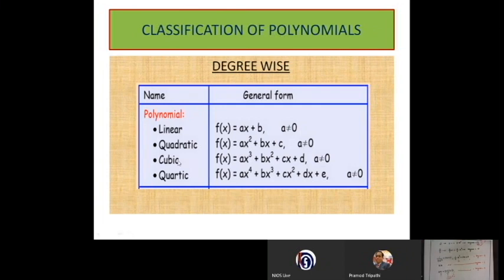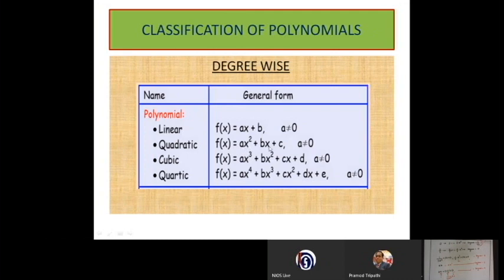In the case of the second polynomial, ax square plus bx plus c, it is compulsory to write that a is not equal to 0. When a becomes 0 in the case of a quadratic polynomial, x square becomes 0 and it becomes bx plus c, a linear polynomial. So it is very important to note that we have to define the value of a here. The a is not equal to 0. It should not be equal to 0.